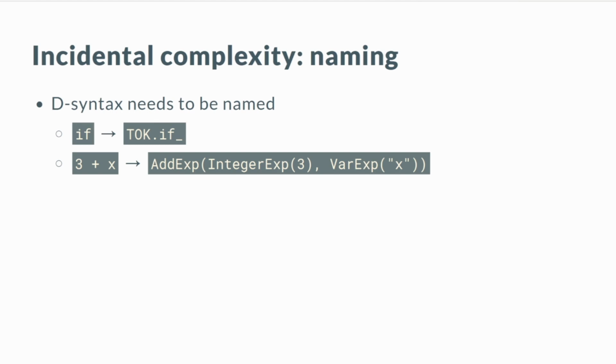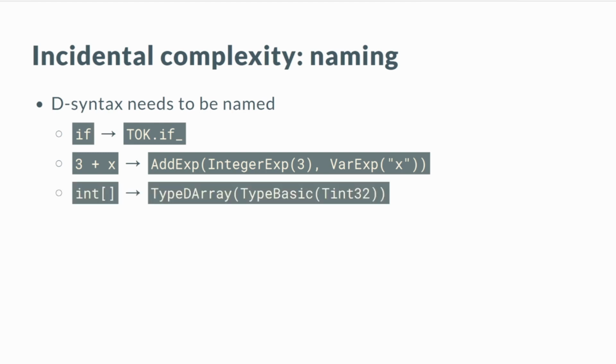So all this compiler jargon is something you have to learn, because you don't have to deal with this as a user of the language. Similarly, types have names which you aren't used to as a language user, such as a D array, short for dynamic array, or an int32 for 32-bit integer, which is simply called int in the D language.